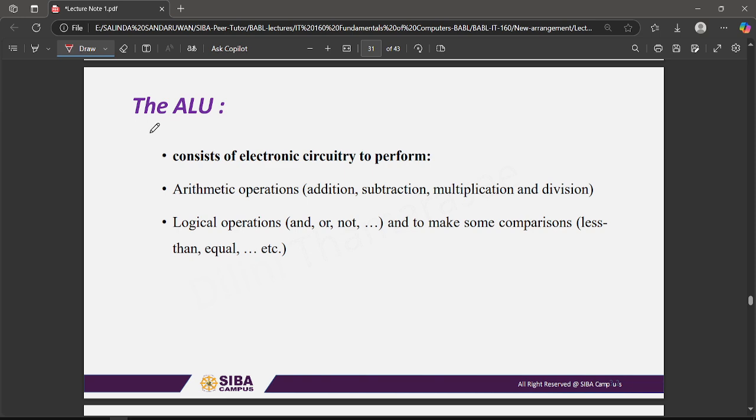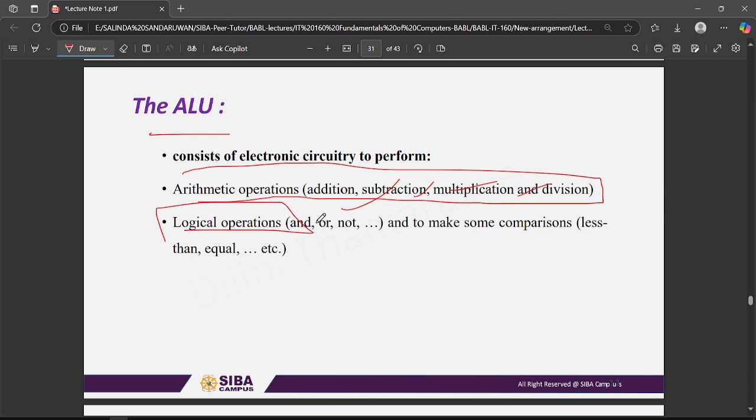Then the arithmetic logic unit, or the ALU, will perform mathematical functions, right? Mathematical functions: subtraction, addition, multiplication, likewise, and it performs logical operations, right? AND, OR, NOT, likewise, comparison.